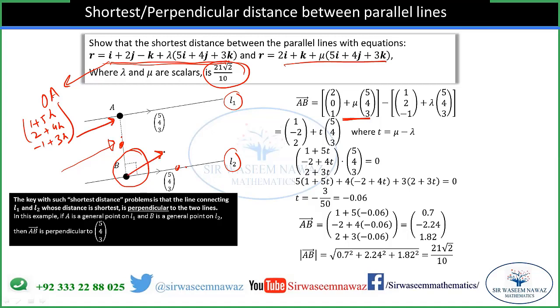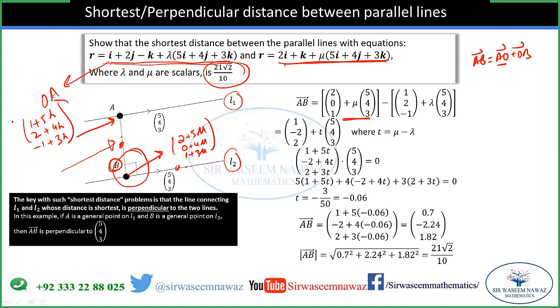Now for point B, we can use this equation, that is 2 plus 5 mu, and here j is 0, 0 plus 4 times mu, and 1 plus 3 times mu. So this will work as our point B. Okay. And now we want to find a vector for the line AB. So AB will be AO plus OB.